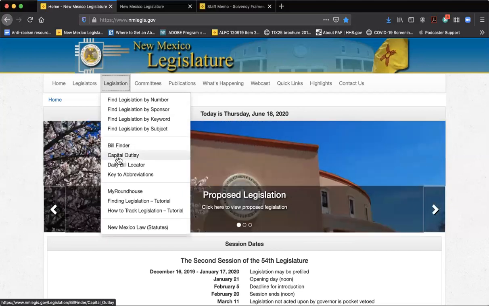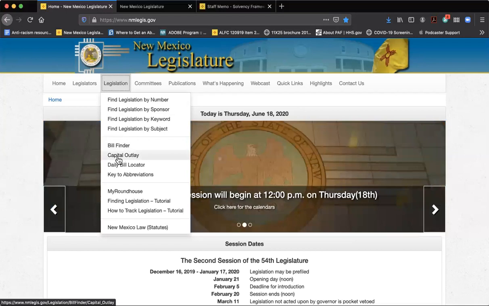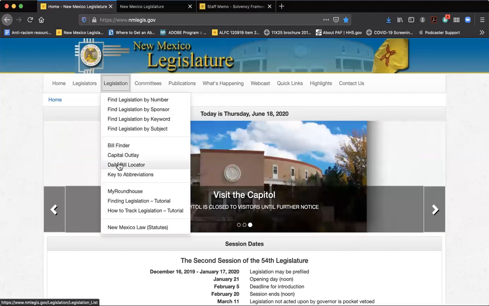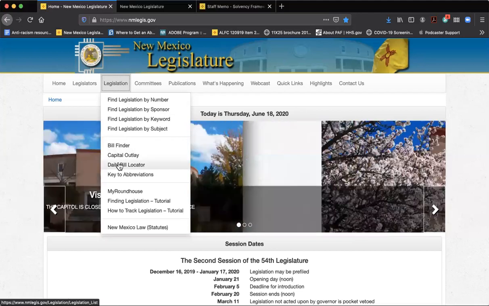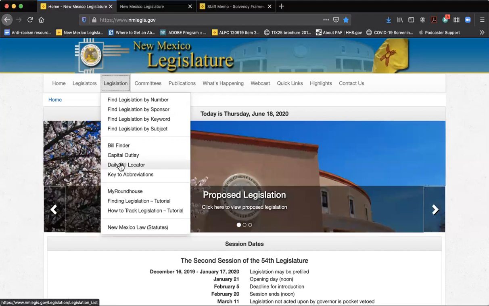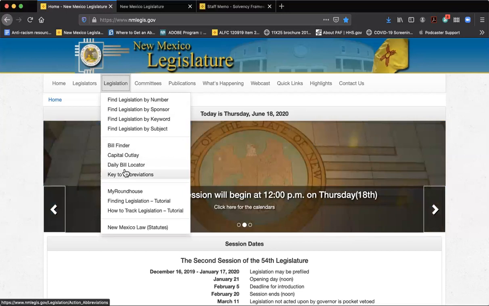Capital outlay is money that's given to each legislator every year, budget permitting, so that they could spend in their districts. The daily bill locator is like a huge listing during the session of where bills have moved, what committee they're in, if they're waiting. So basically it just locates them physically in the Roundhouse, like where they're supposed to be at next.